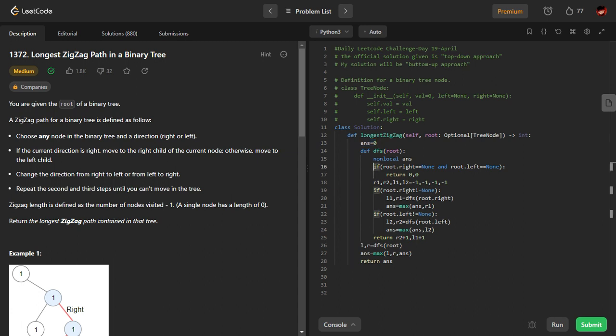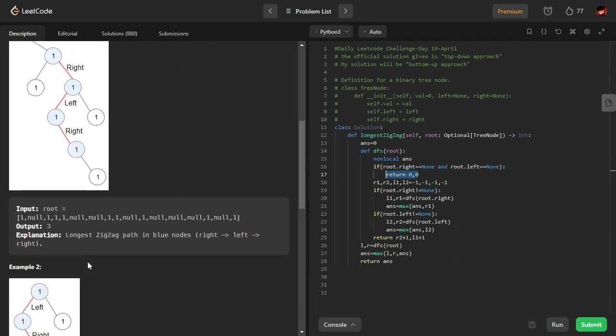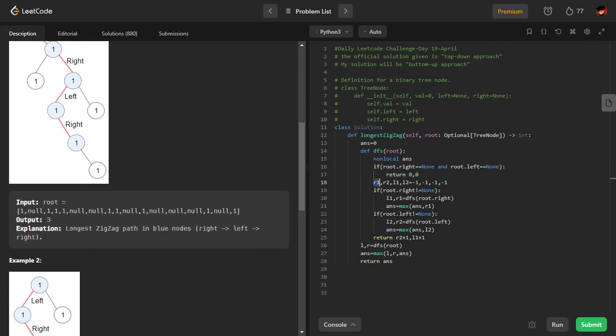So what will happen is, if I am at a node for which both the left and right child are None, I will return 0 comma 0. That means for a leaf node, I will be returning 0 comma 0. And these are some of the values which I am declaring: R1, R2, L1, and L2.